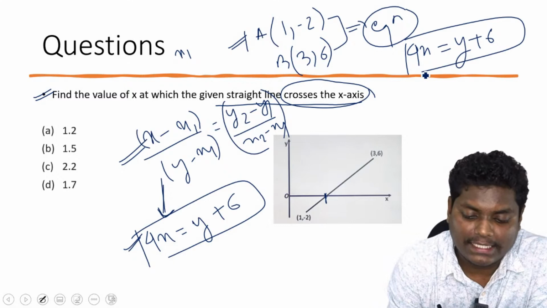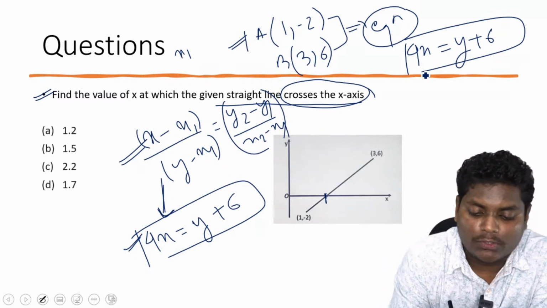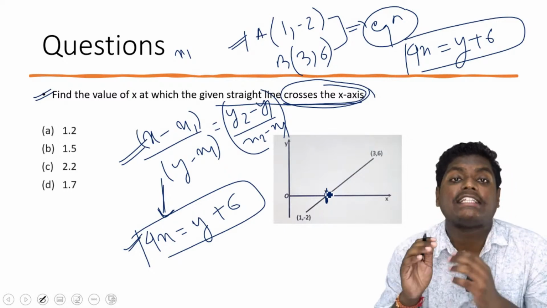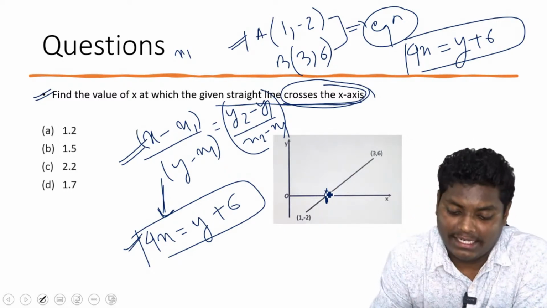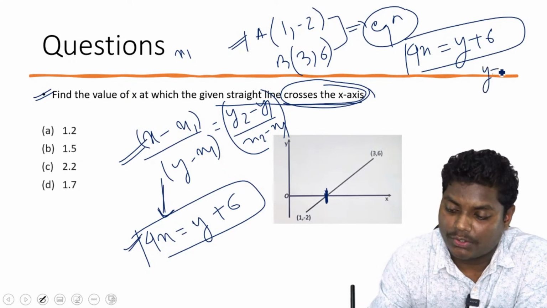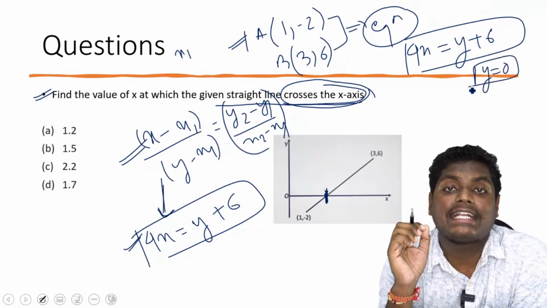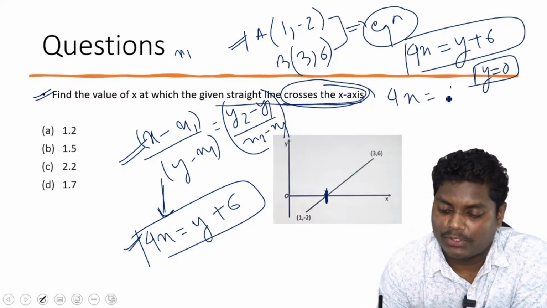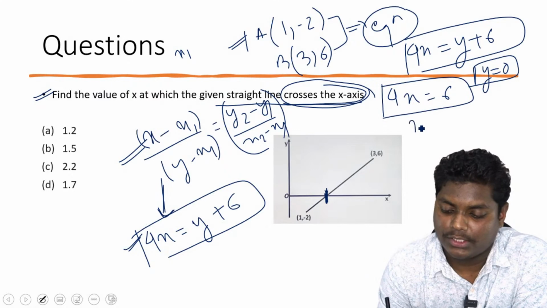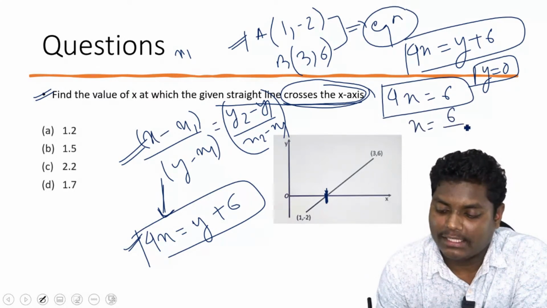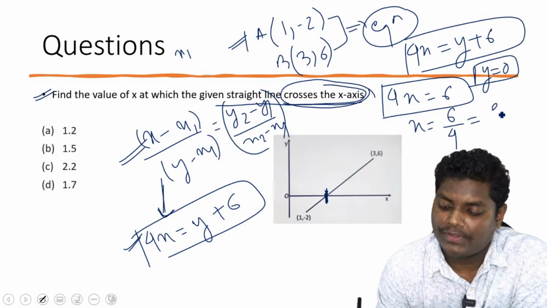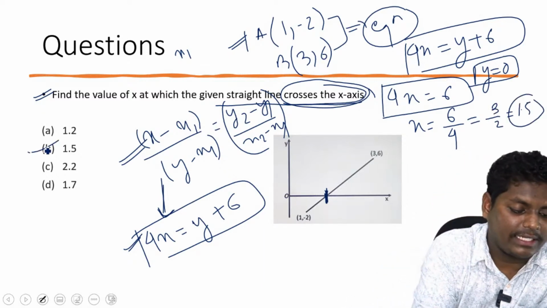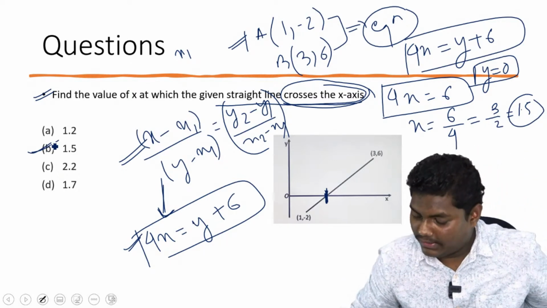Now what is the question asking? It is asking at which point the line will cross the x-axis. So basically we want to find this value. At this point, it is important to understand that the y will be 0, since the point lies on the x-axis. So basically 4x will be equal to 6. So the value of x, what will we get? 6 upon 4, which is equal to 3 upon 2, which is equal to 1.5. So the correct answer is 1.5.